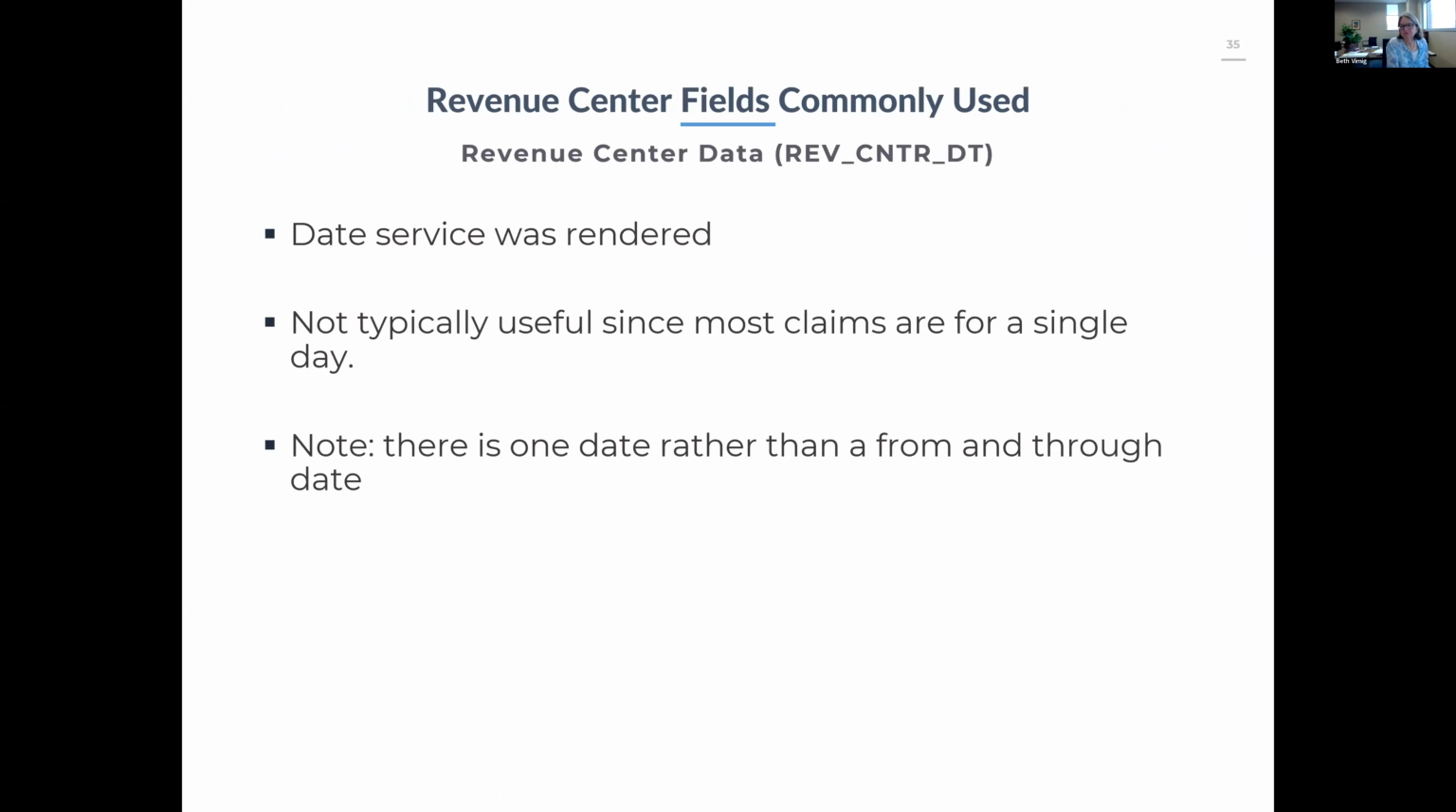The other thing with the revenue center data is we have the date the service was rendered, which, since most services are done on a single day, doesn't matter. But no, there is not a from and through. So if you think about something that may happen in a revenue center line, you'll get a single date, even though we may know that the service actually spanned a number of days. So that's where the claim from and claim through on the base file and the date of service on the revenue center file, sometimes we have to put them together to try to understand when something happened.